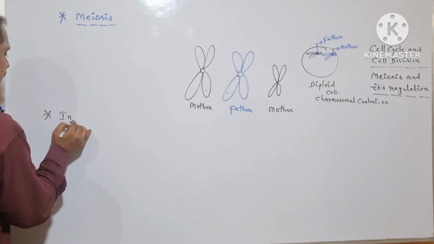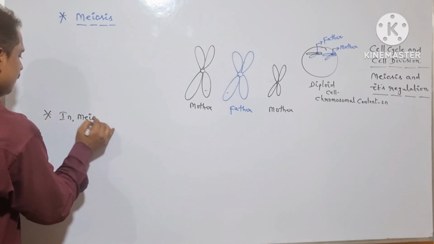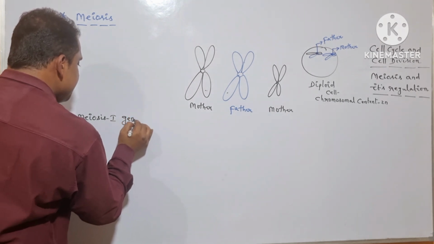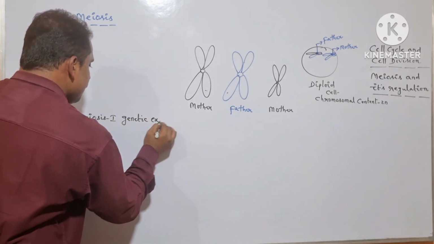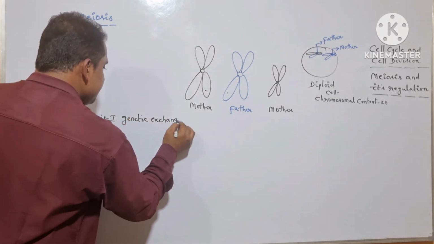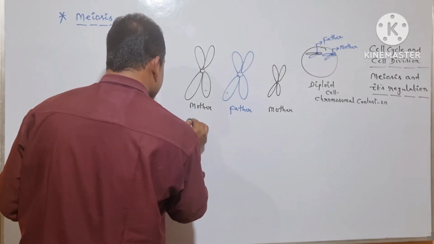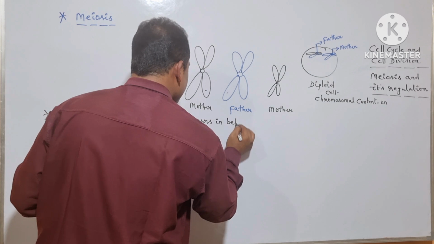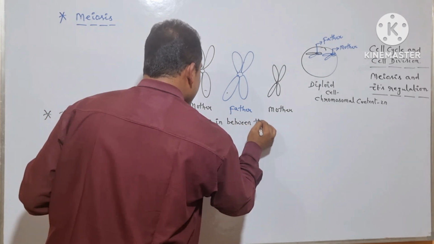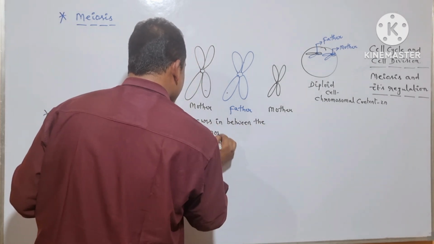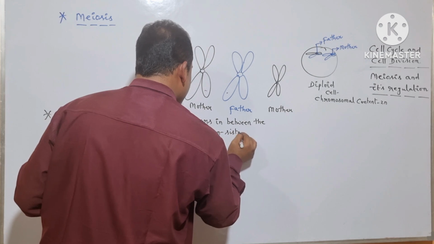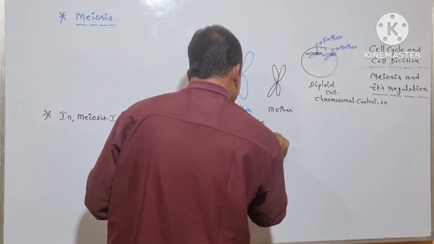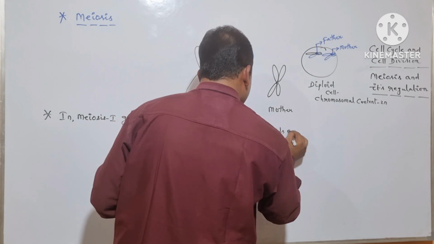In meiosis 1, genetic exchange occurs in between the non-sister chromatids of homologous chromosomes.